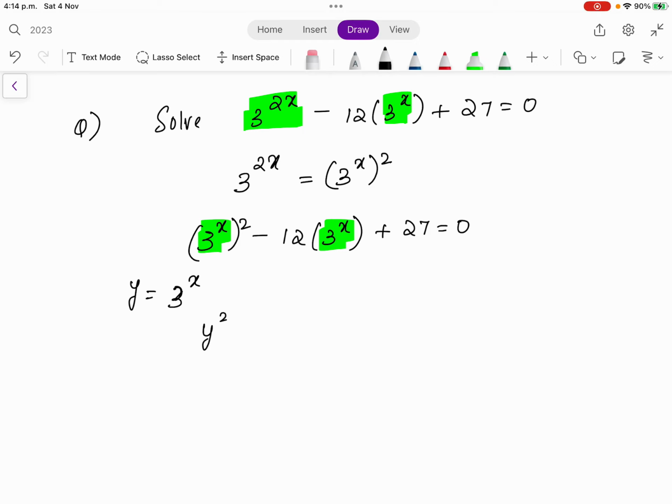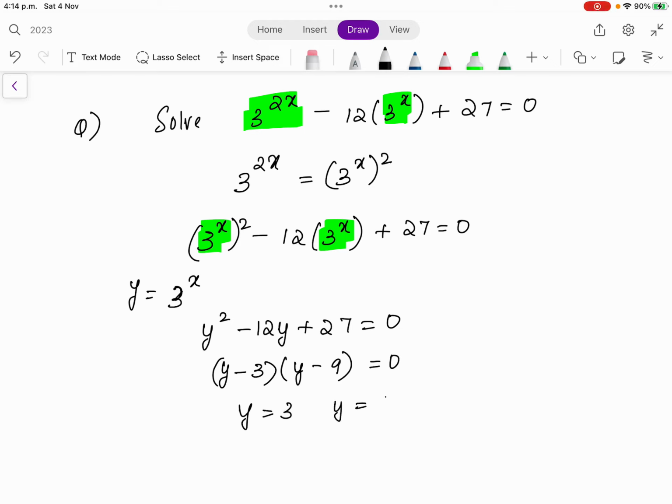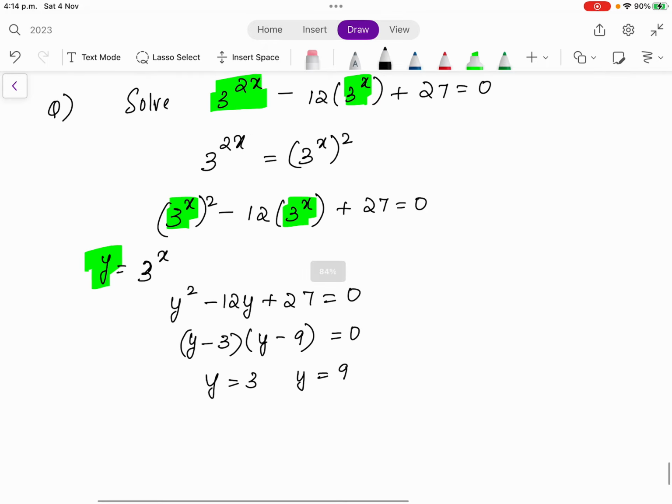So in this case, it will become y squared minus 12y plus 27 is equal to 0. And this you can simplify by factorizing. When you factorize this one, you will get (y minus 3)(y minus 9) is equal to 0, since 9 plus 3 equals 12. Then y is equal to 3, y is equal to 9. Now this is not over, because y is the variable which we introduced. We cannot leave it like this. We have to find the value of x.